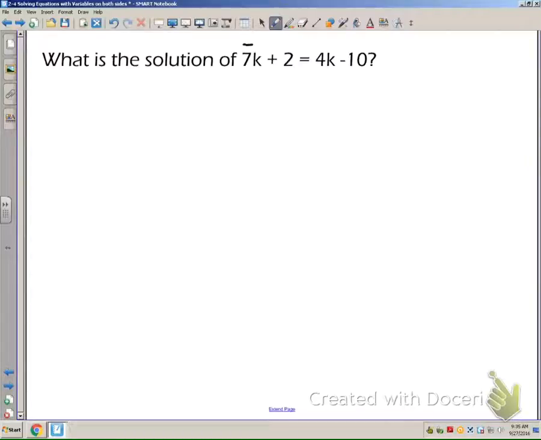Well, circles and squares. Circle the variables, put squares around the constants. Once again, notice I include that negative sign there in my square. So I'm going to keep the 7k over here, did not change it, didn't move anything, so it's still a positive 7k. But I'm going to move this 4k over to the other side of the equal sign. So when I move it across the equal sign, it becomes a negative.